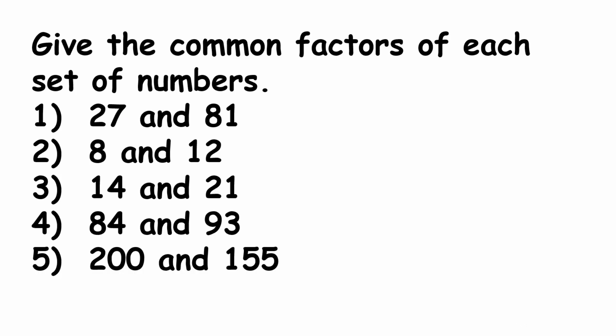Apply your knowledge and the divisibility rule by giving the common factors of each set of numbers. Number 1, 27 and 81. Number 2, 8 and 12. Number 3, 14 and 21. Number 4, 84 and 93. Number 5, 200 and 155.